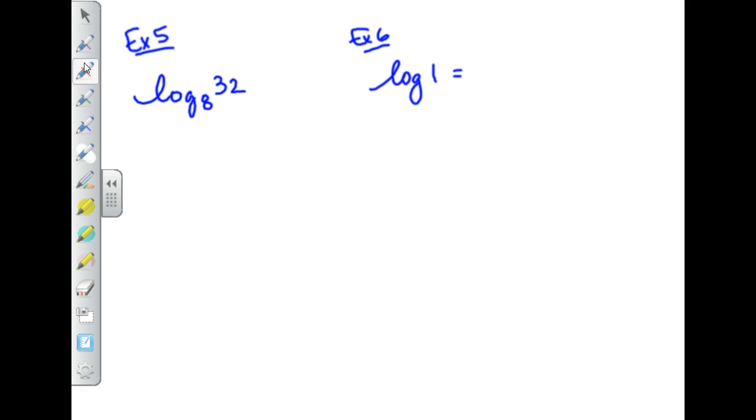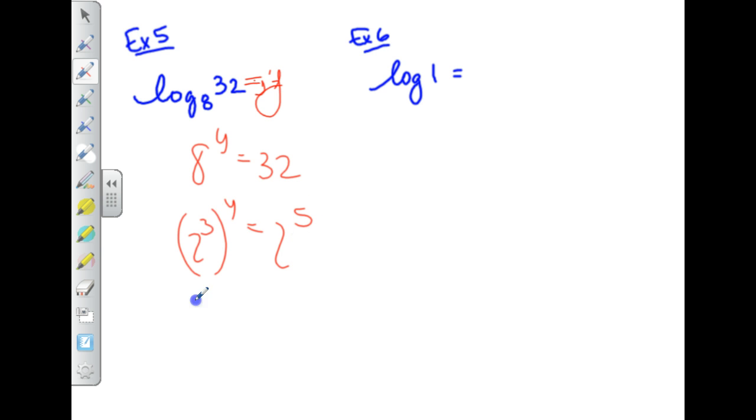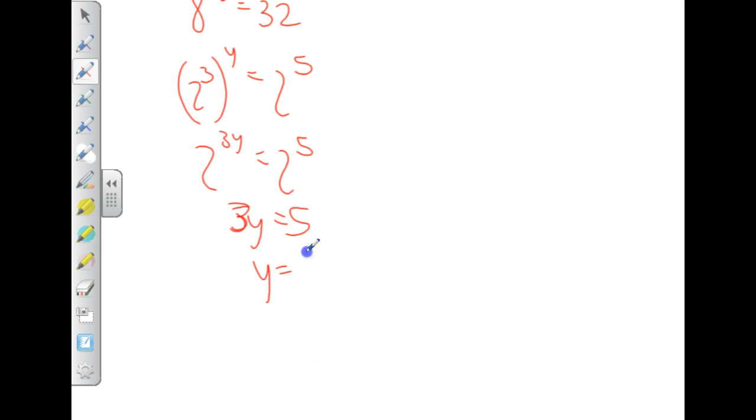This one's a little bit more difficult. 8 to the what power? So I would say 8 to the y equals 32. I would change this to 2 cubed because that is 8. This is 2 to the 5th. So 2 to the 3y equals 2 to the 5th. 3y has to equal 5. And finishing this off, then y is equal to 5/3.